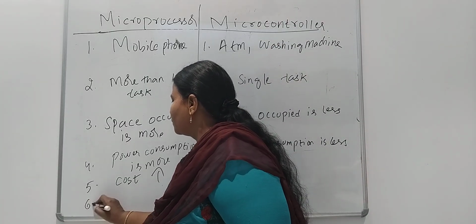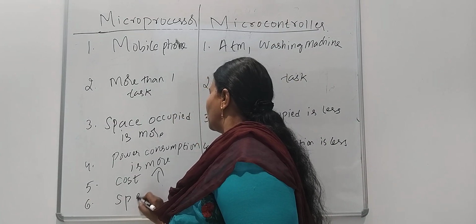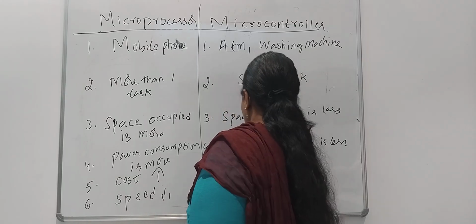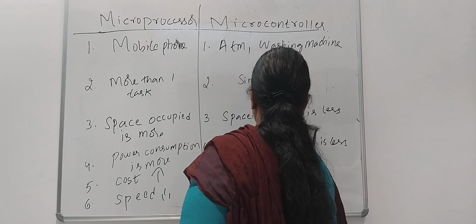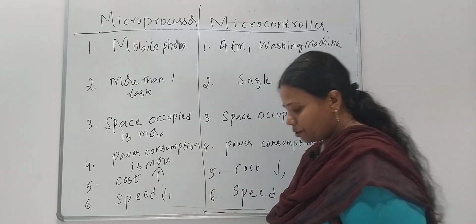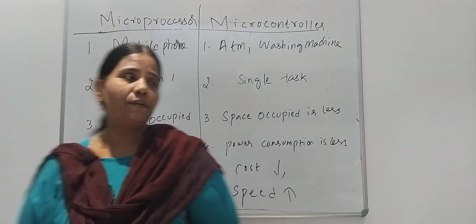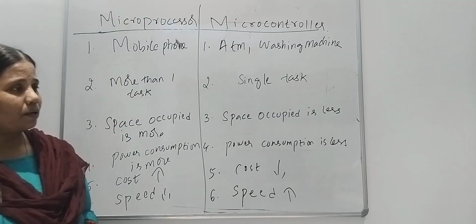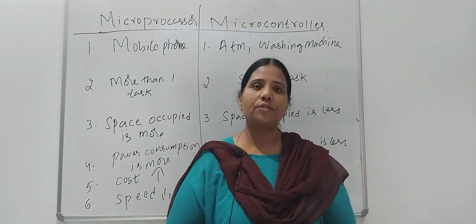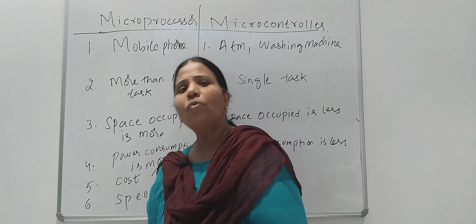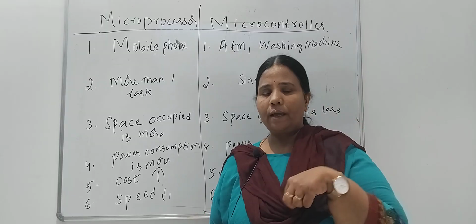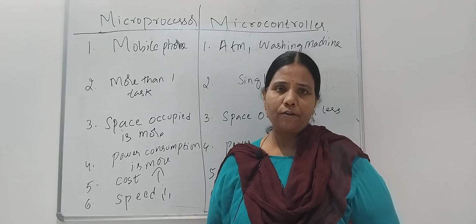Next, in a microprocessor the speed is going to be less. In a microcontroller the speed is going to be more, because only one task is performed. So this is the difference between your microprocessor and microcontroller. When you want a single task, less cost, low area, low power, then you go for a microcontroller in building whatever system, electronic gadget you want.